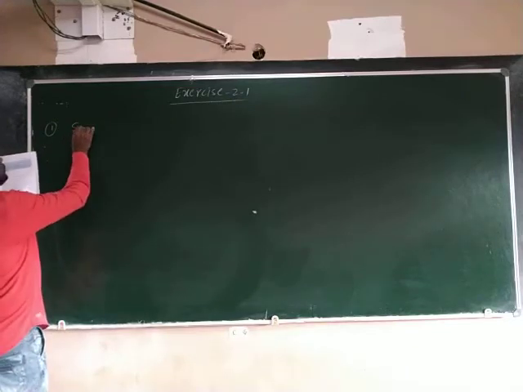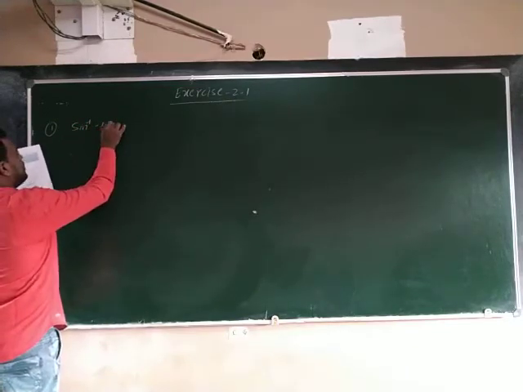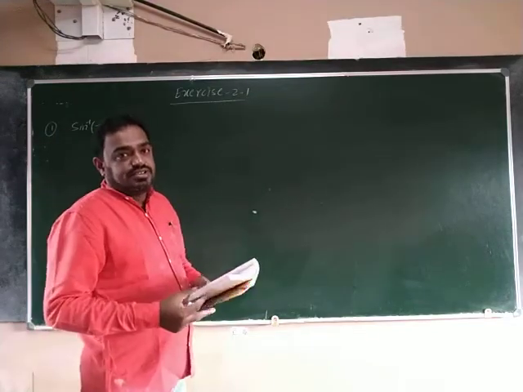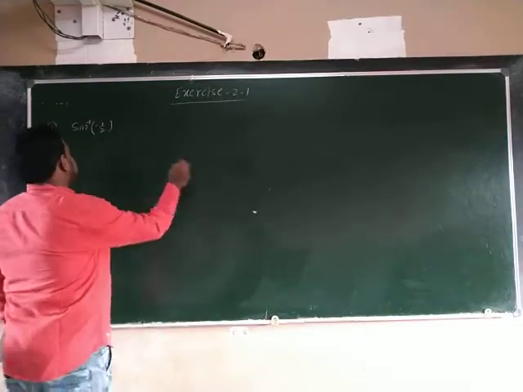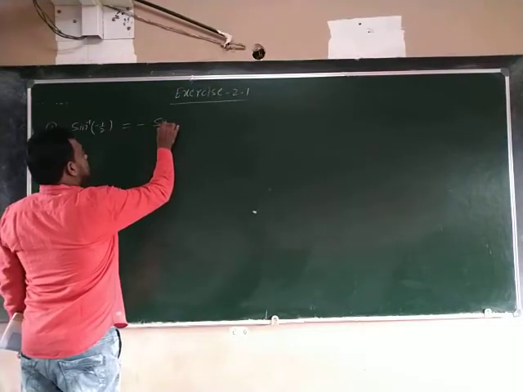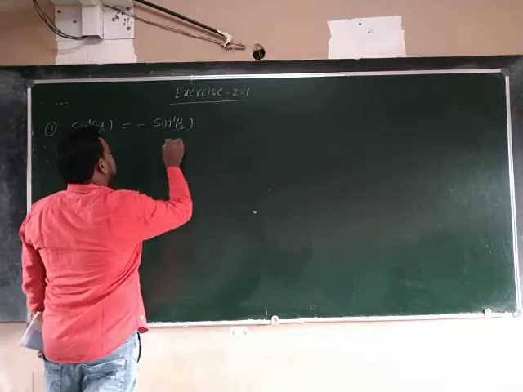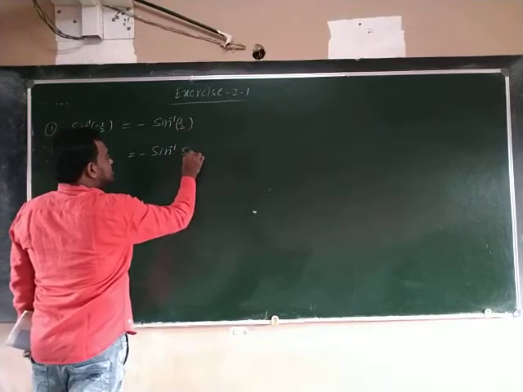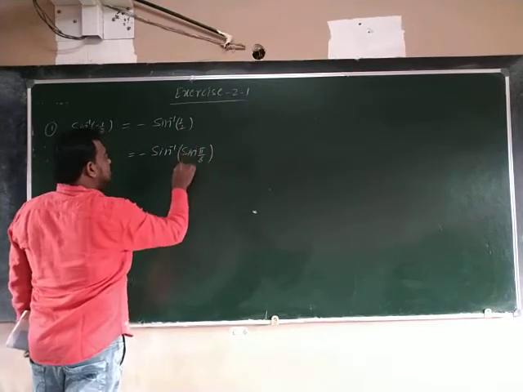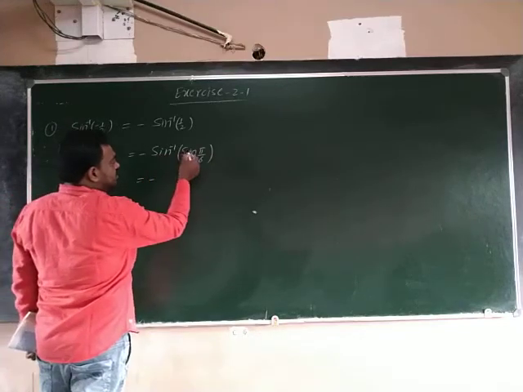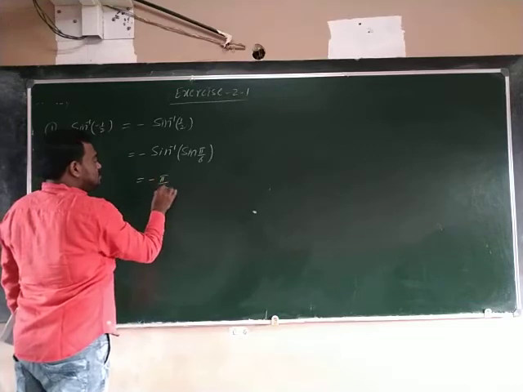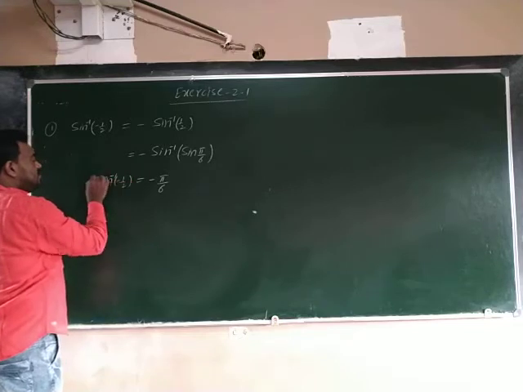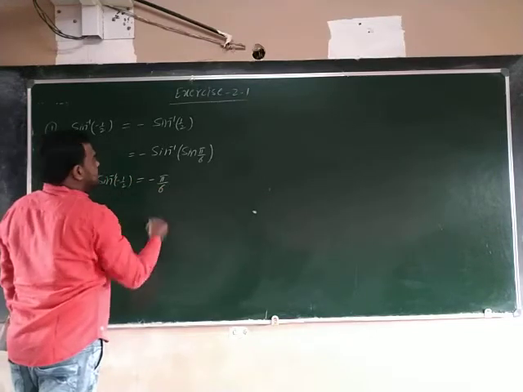First question. Sine inverse of minus 1 by 2. It is in the form of sine inverse of minus x. Sine inverse of minus x is equal to minus sine inverse of x. So this is equal to minus sine inverse of 1 by 2. Sine inverse of 1 by 2 is pi by 6, the sine 30 value. Sine inverse of sine x is equal to x only. So sine inverse of minus 1 by 2 is equal to minus pi by 6, which is the answer.